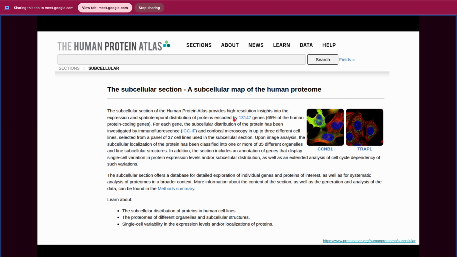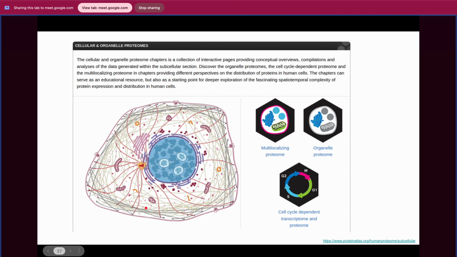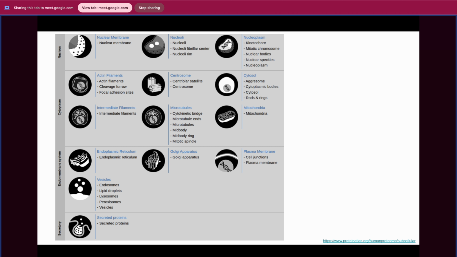Firstly, on the home page, the information will be given about how many genes have been identified and what you can learn from this subcellular section. Then if you further scroll down, it will tell you about the cellular and organelle proteomes. There are some proteins which are multi-localizing, which means they can be present in multiple organelles, throughout the cell. Or there will be some proteins which are organelle proteome, which means they are specific to some organelles. And then the cell cycle dependent transcriptome and proteome, which are expressed in some particular phase of the cell cycle and which might regulate the cell cycle. Those informations are also given here.